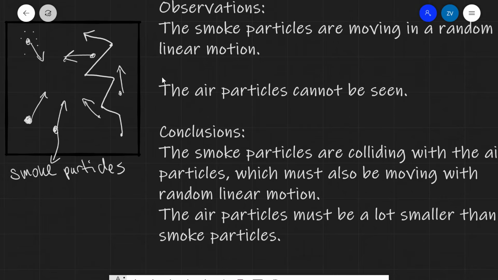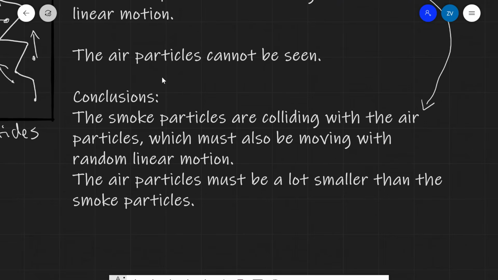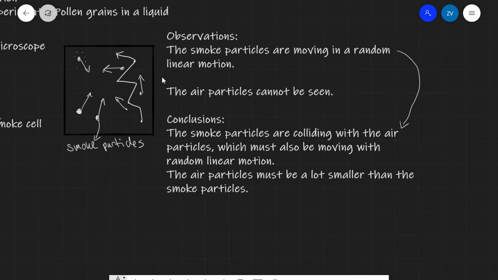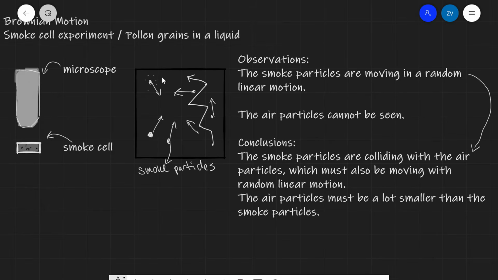The air particles cannot be seen as well, and the reason for that is because they're a lot smaller than the smoke particles. So those are the two main observations and the two main conclusions of this experiment. Once again, the smoke particles are moving in a random linear motion. The air particles cannot be seen. The smoke particles are colliding with the air particles, which must also be moving with random linear motion, and the air particles must be a lot smaller than the smoke particles.